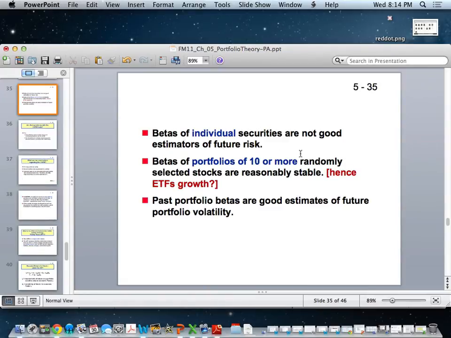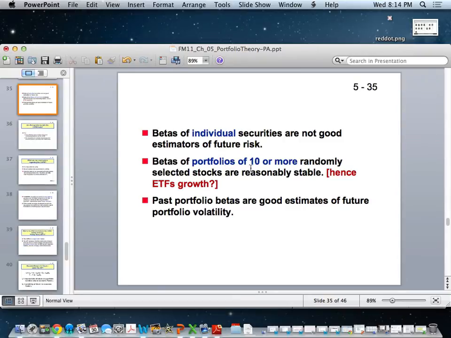Betas of individual securities are not good estimators of future risk. How many of you have sector spiders in your portfolios? Like XLPs, XLVs, XLFs, almost everyone, right? Don't you think that you have a greater belief and confidence in the beta of XLF than just the beta of Wells Fargo or Bank of America or Goldman Sachs? That's basically what that bullet point is.